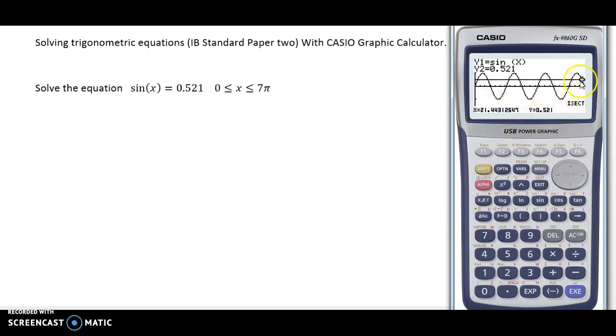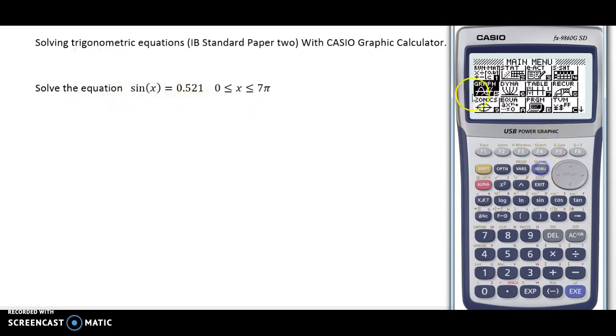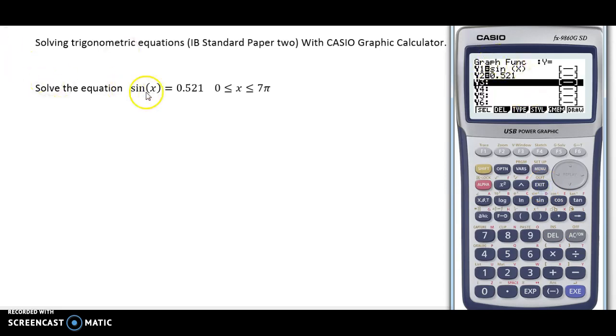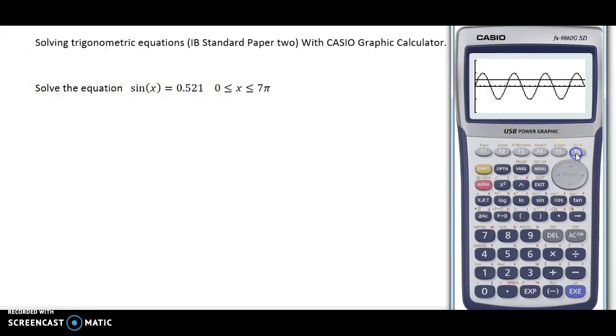Okay? In this case, you have 1, 2, 3, 4, 5, 6, 7, 8 solutions. So the best option for trigonometric equations is going to the graph menu. Okay? Plotting this part of the equation, this part of the equation, draw them and find the intersection. Don't forget to make it more accurate with a view window for the range.